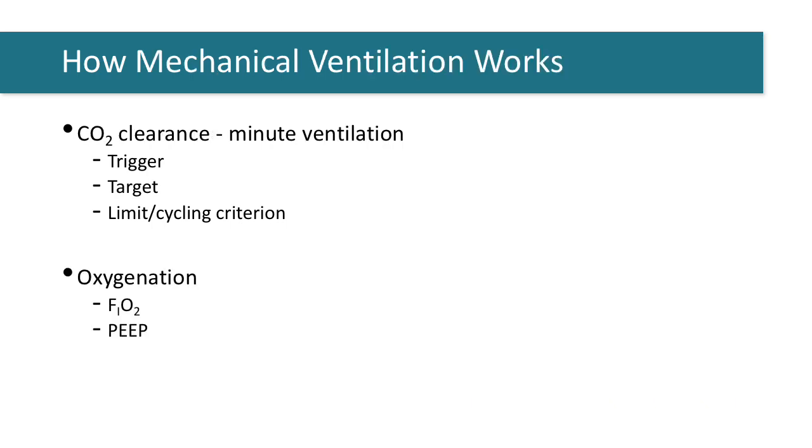So now we turn to how mechanical ventilation works. Basically, the ventilator has two jobs: to clear CO2 and to oxygenate. To clear CO2, we need adequate minute ventilation, and the minute ventilation that you achieve will depend on the trigger, the target, and the limit. The oxygenation that you achieve will depend on the fraction of inspired oxygen and the positive end expiratory pressure, which is used to keep the lung open.